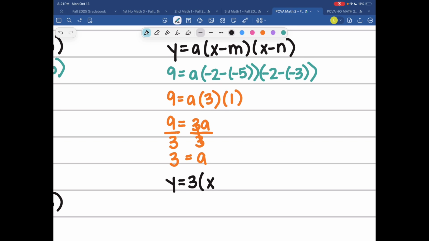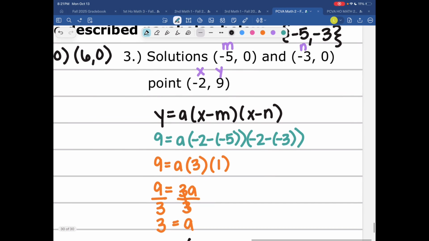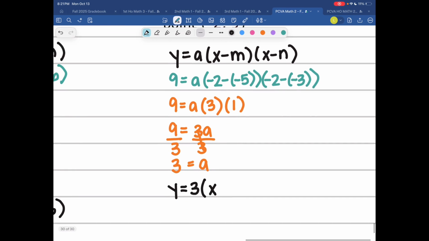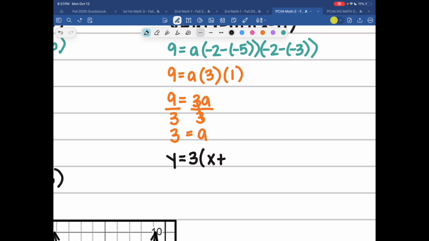My X, original M, was negative 5. So at this point, if you've gotten the pattern, you don't necessarily have to write it as minus a negative 5. You can just go ahead and put X plus 5. And my other original was negative 3, so we can put it in as the opposite.